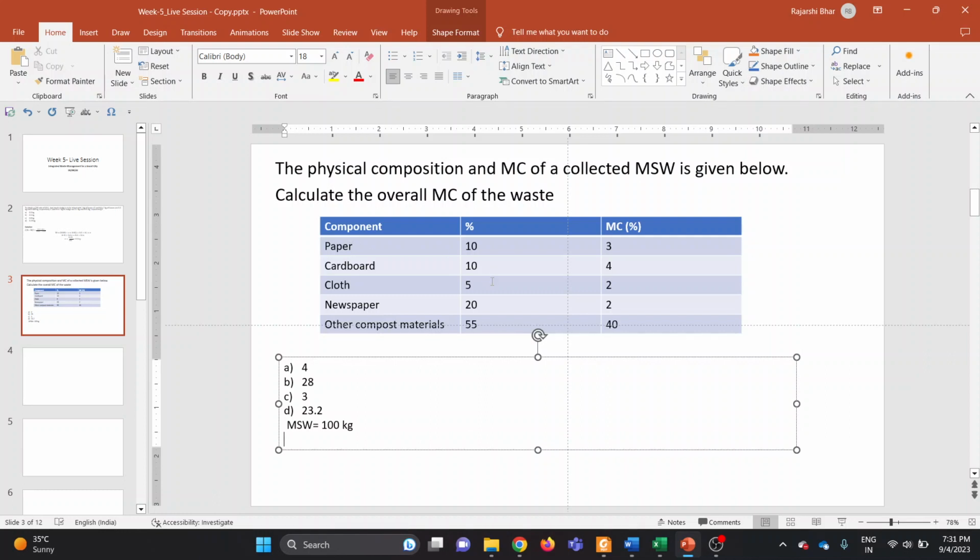So how much total moisture do we have? So see, 10 kgs of paper, and it has a 3% moisture content. So very simple. 10 into 3, divided by 100. Everything will be divided by 100 only. Similarly for cardboard, again 10 into 4 divided by 100. Similarly for cloth, newspaper and others, same approach. 5 into 2 divided by 100.